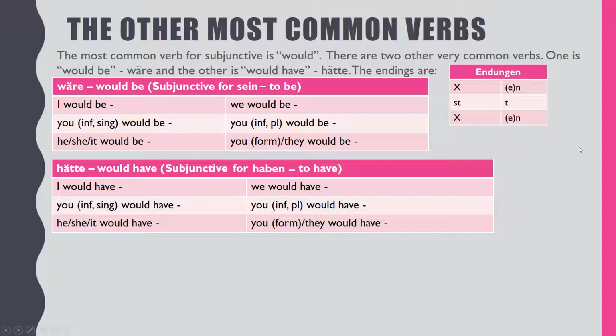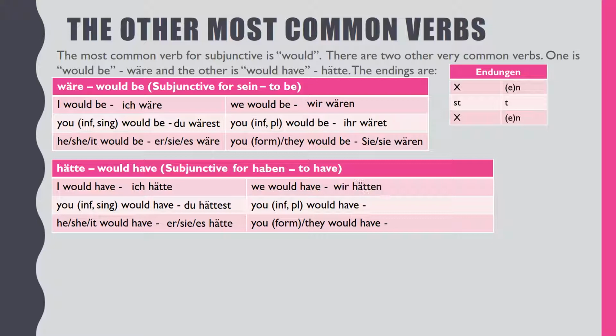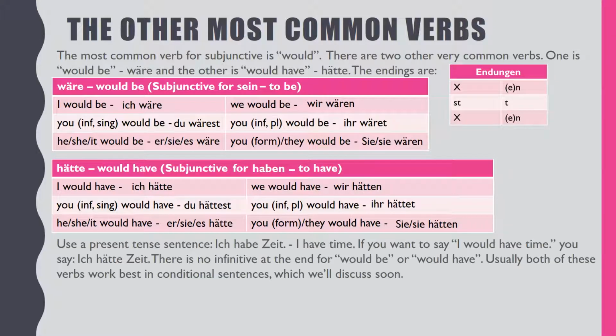Pause the video now to conjugate the verbs using the stem plus the endings. You should have ich wäre, du wärest, sie es wäre, wir wären, ihr wäret, sie und sie wären. Ich hätte, du hättest, sie es hätte, wir hätten, ihr hättet, sie und sie hätten.